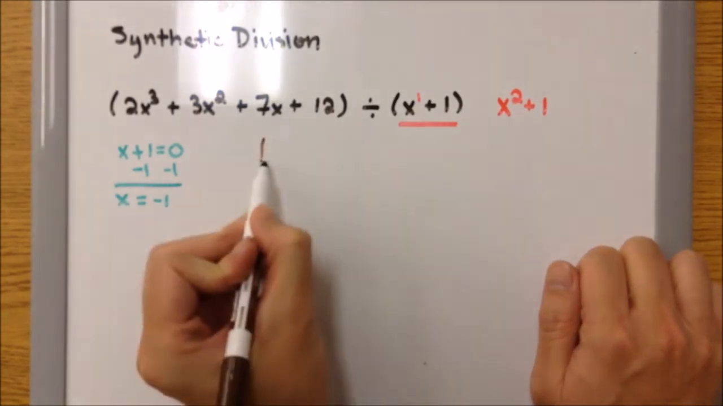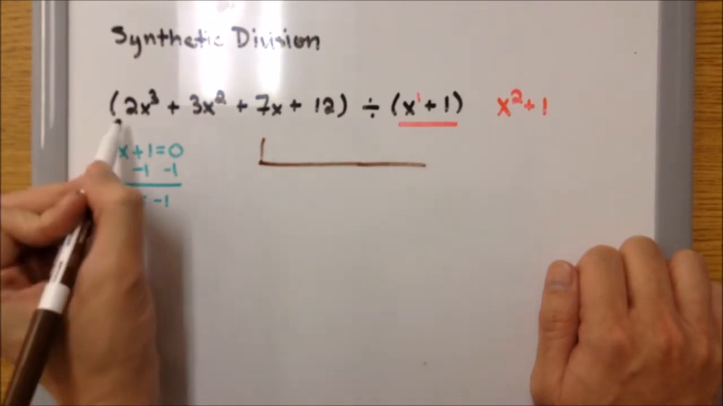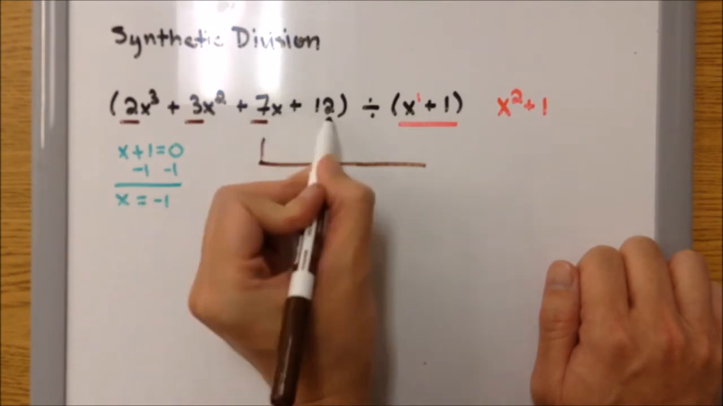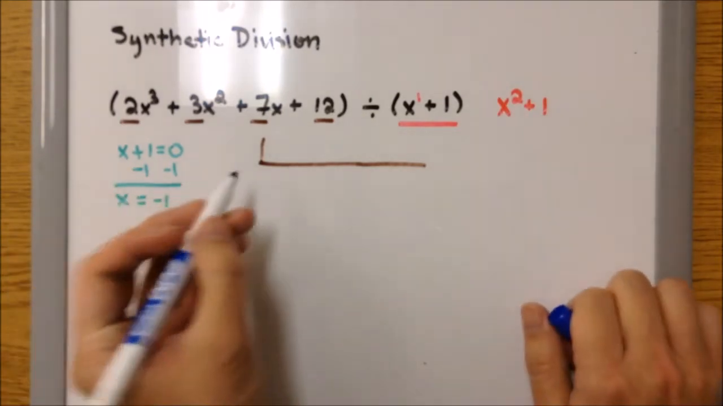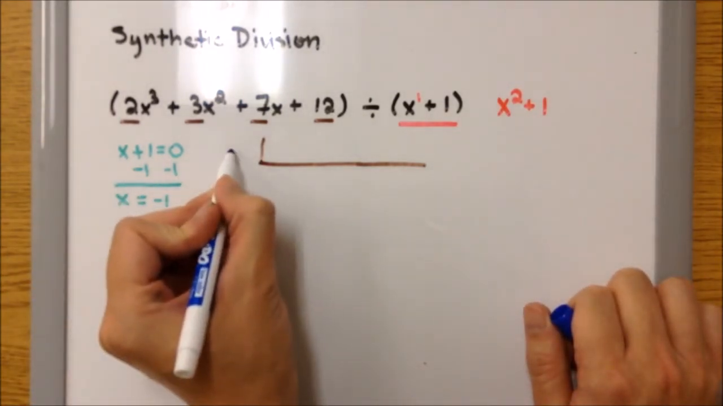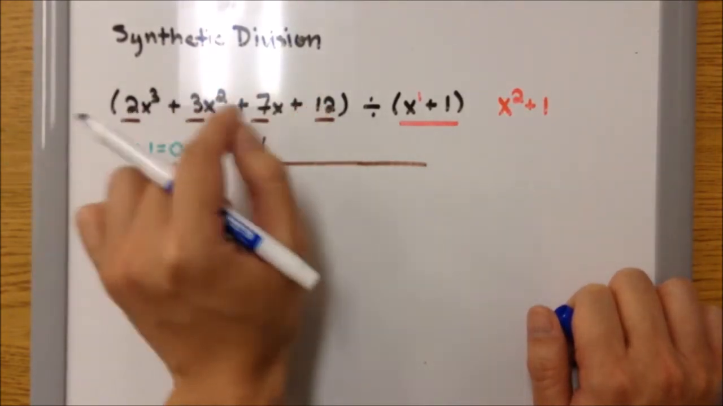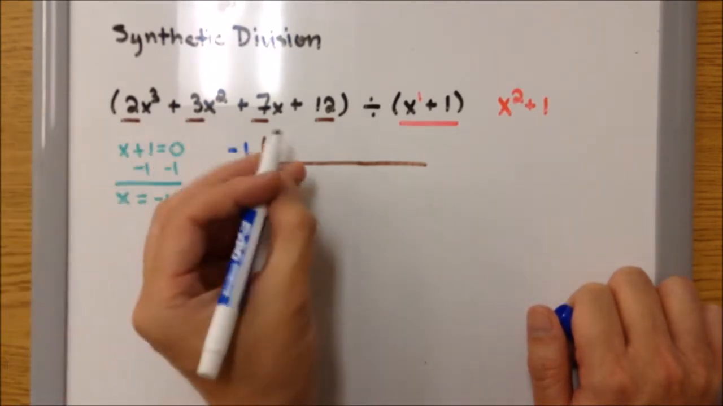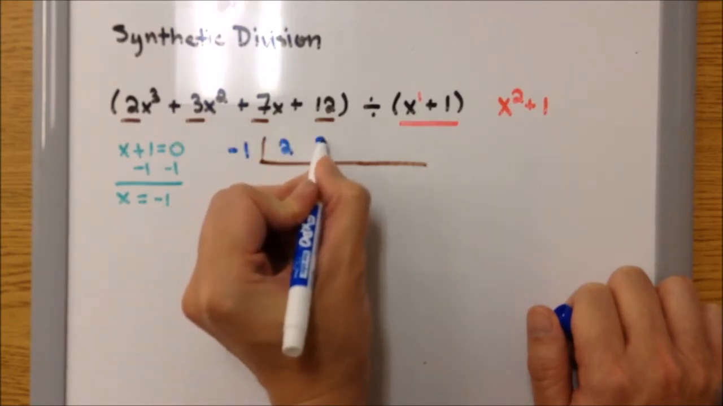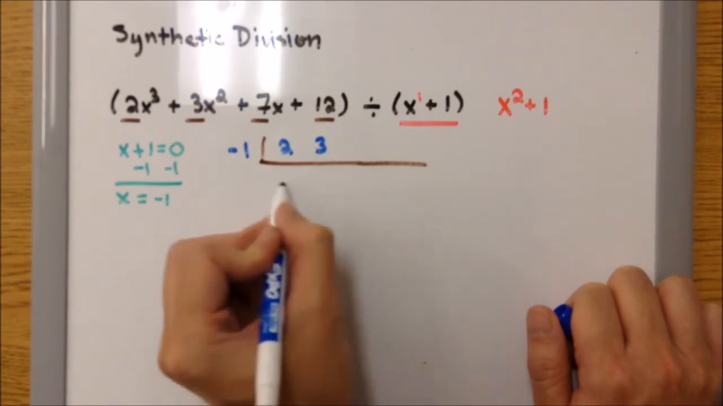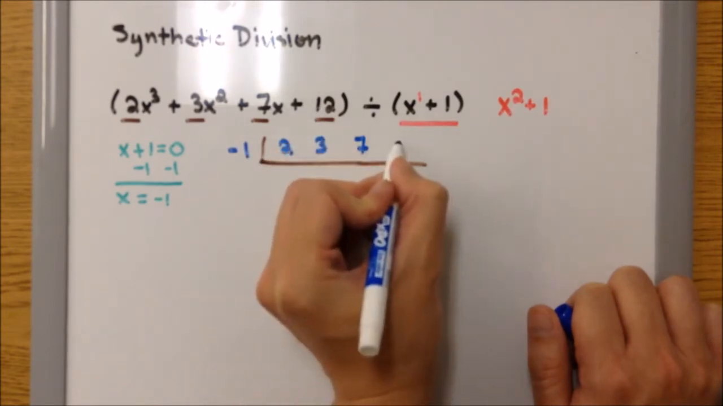Here is where we're going to hold our coefficients. The coefficients from here: 2, 3, 7, 12. Now, I'm going to write negative 1 right here. In here are the coefficients from this function. Our first one is a positive 2, so I'm going to write positive 2. Next is a positive 3. Make sure to leave some space in between because that's where you're going to do some work. Positive 7, and then a positive 12.